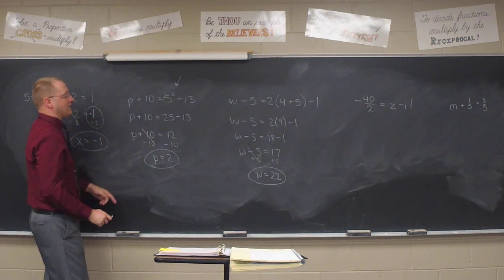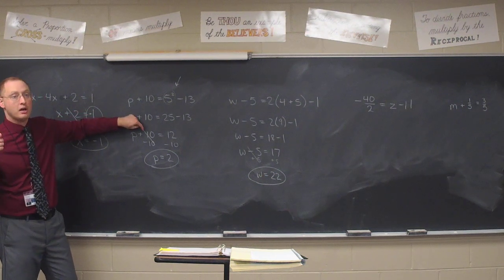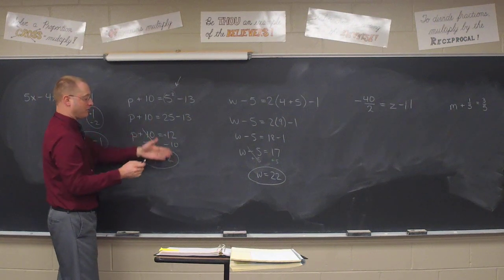Everything else nice and neat. Now I'm ready to get the p by itself. The opposite of plus 10 is negative 10. So put a negative 10 on both sides. Positive 12, negative 10 gives positive 2.